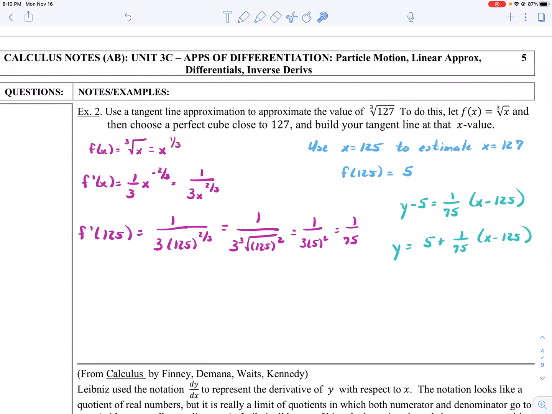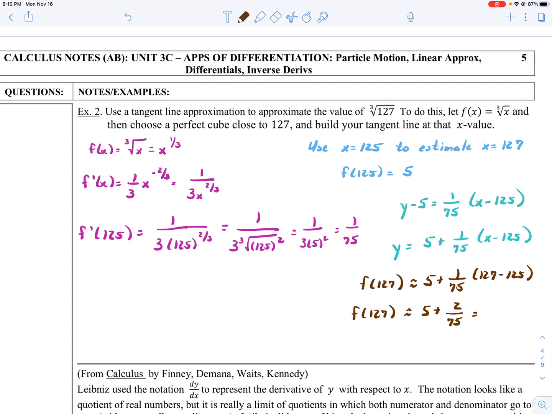Now, what am I trying to approximate? I'm trying to approximate what is the function value when x is 127, right? When a 127 is in that cubed root. So now I'm going to use that. I'm going to say f of 127 is approximately, and I'm going to plug in a 127 everywhere there's an x here. One more rewrite. That's 2/75. You can leave it like that. You can obviously do a little bit of fractional manipulation if you would like to do that.